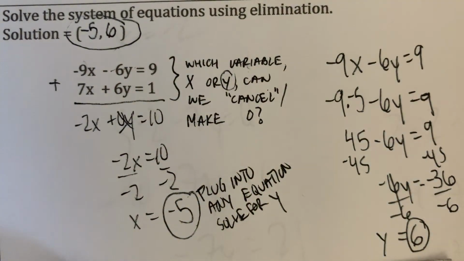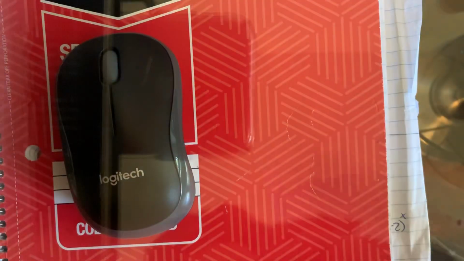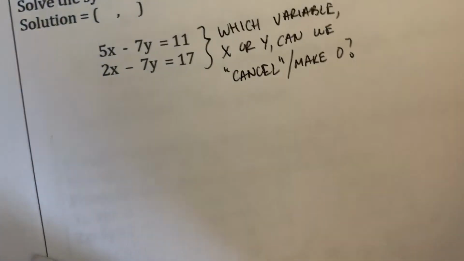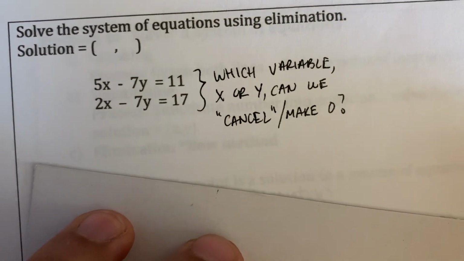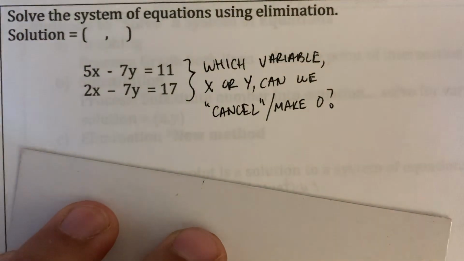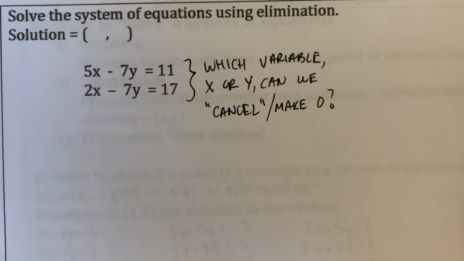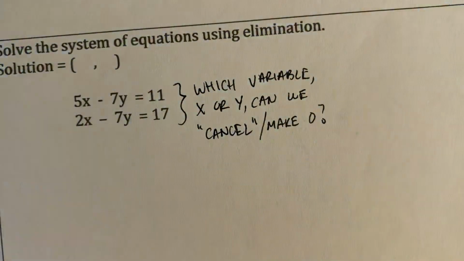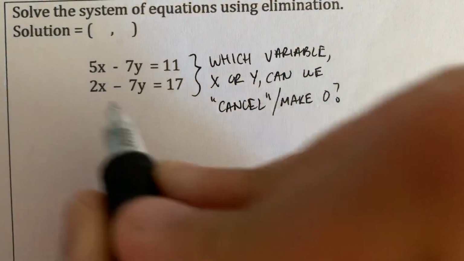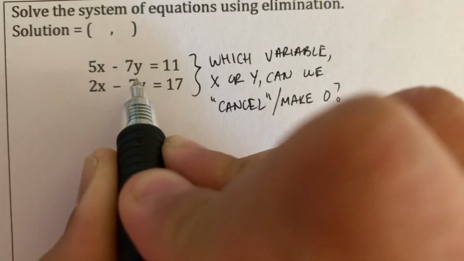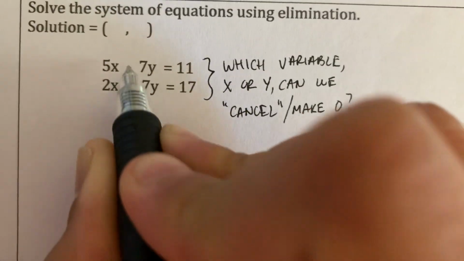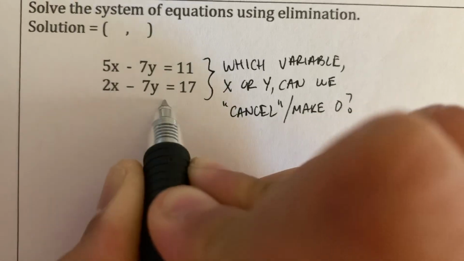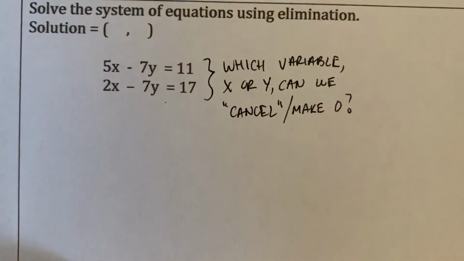For our last one, we're actually going to do a little bit of a different process, but it's virtually exactly the same. Same, but different, as they say. Which variable, x or y, can we cancel out and make 0? It's pretty obvious here: the ones we can cancel out are the 7s, the y's. But if you look, these are both negative this time, right? So if we added those, we would get -14y, but we have to make it 0.